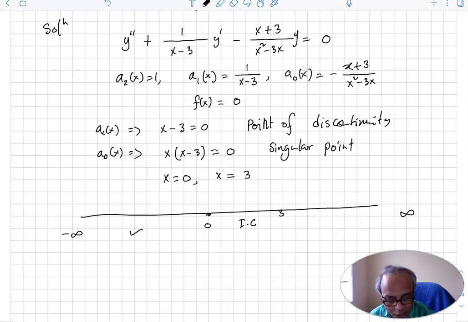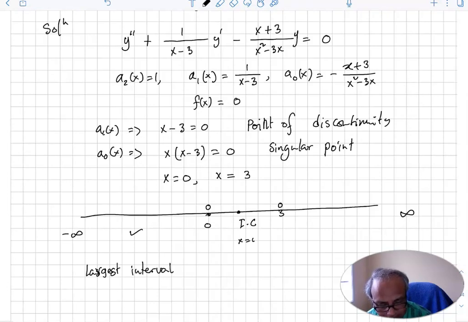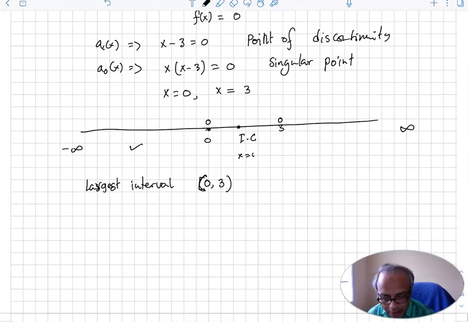So if x equal to 1, you take the point here, x equal to 1, and then you try to expand this. If you go to the right, you can't go beyond 3 because 3 is a singular point. You can't go beyond 0 to the left because that is a singular point. So the largest interval is 0 to 3, an open interval, because 0 and 3 are not included or cannot have a continuous solution for the coefficient.